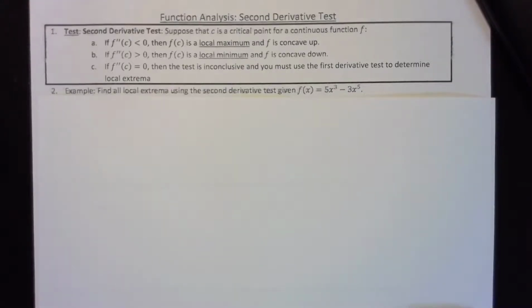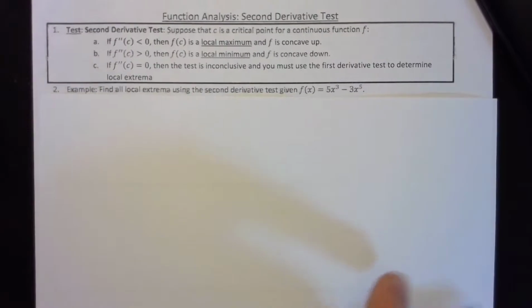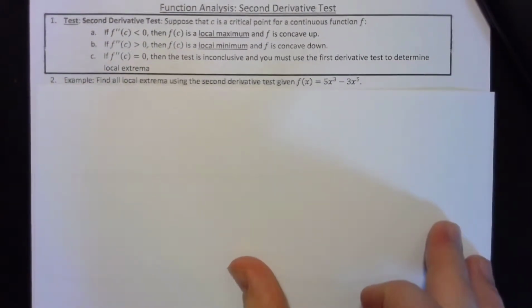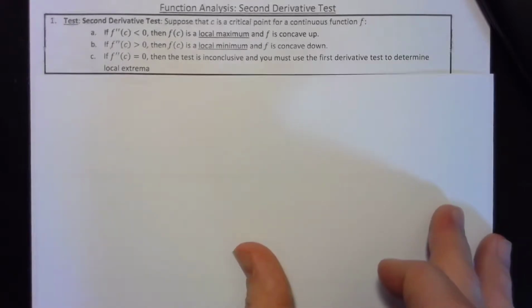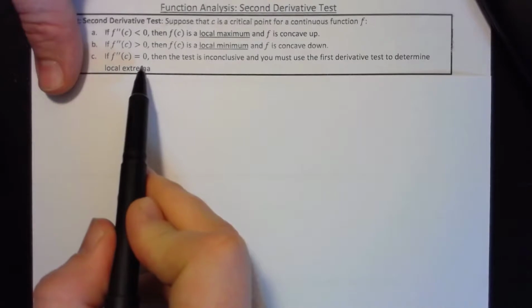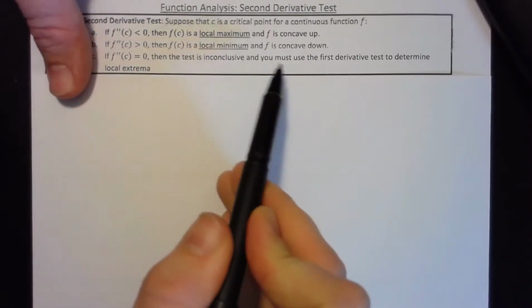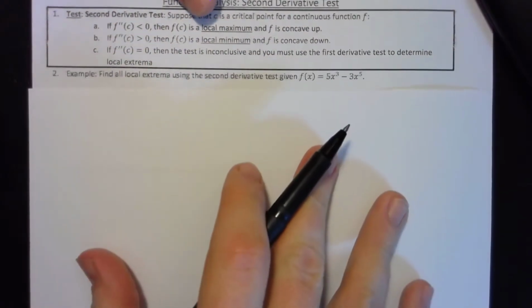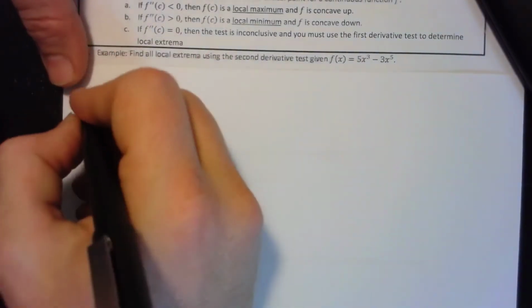In this video, we're going to be covering the second derivative test. The second derivative test, like the first, also finds local maximums and minimums. There is one issue with the second derivative test, and if you notice part C here, it says if the second derivative is equal to 0, then the test is inconclusive and you must use the first derivative test to determine local extrema. Other than that, everything else on this is going to be pretty straightforward.